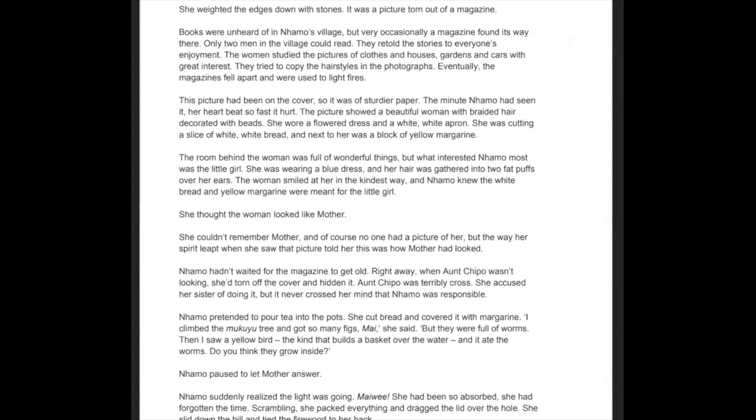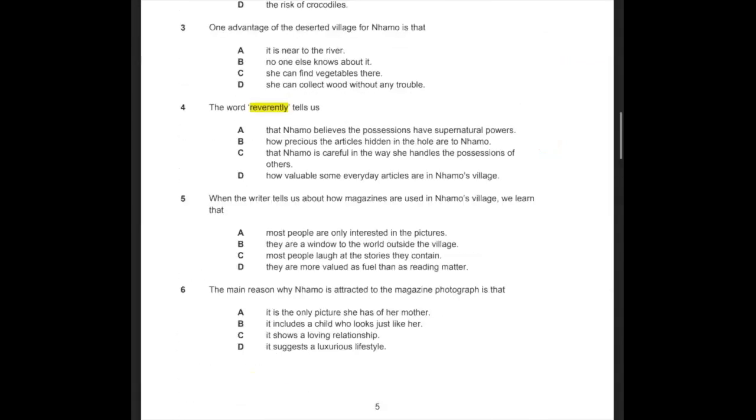With that in mind, if I go through the answer choices for question 5, the first one is most people are only interested in the pictures, right? That's not true, because we found out that the two men could read it and everyone else still continued to enjoy the way that these two men would read out the contents of the magazine. That's why A is not the correct answer. Tempting, but not quite correct.